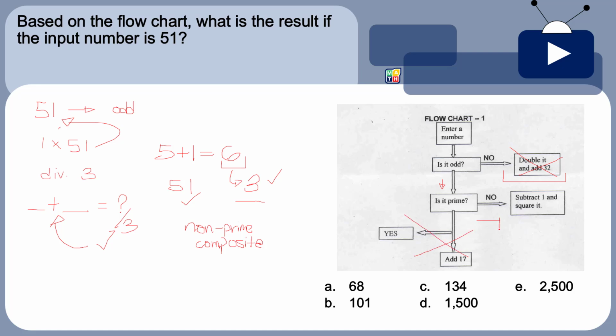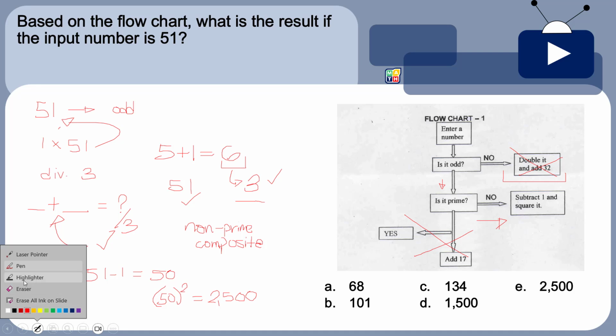We'll be proceeding to this last option here of subtracting by 1 and squaring it. Okay? So 51 minus 1 is 50. That's the process here. And then you square it. So 50 squared. Okay? So we have here 2,500. You might want to check this using calculator po. This would mean that yung tamang sagot dito is yung letter E, which is 2,500. This is now the result if our input number is 51.